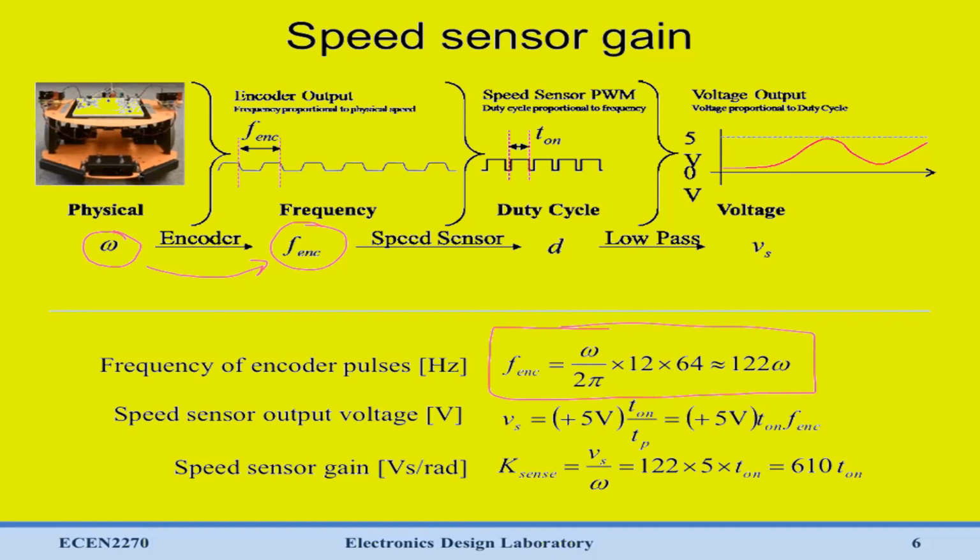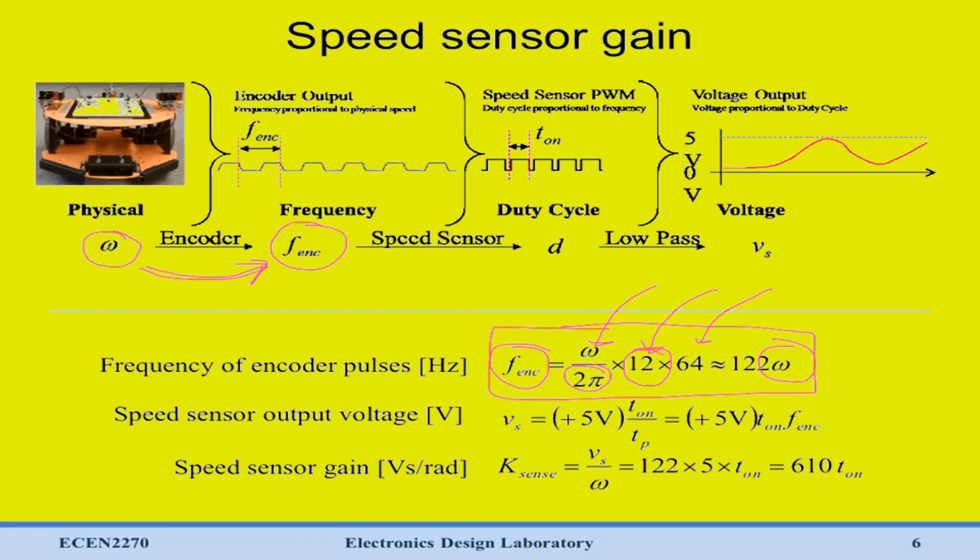Our encoder frequency is the rotations of our motor over 2 pi times the number of encoder ticks per rotation, so 12, times our gearbox ratio. Now remember, depending on what type of motor you have, this might be 12 or it might be 13. But we have a relation between frequency encoder and omega, this first step here.